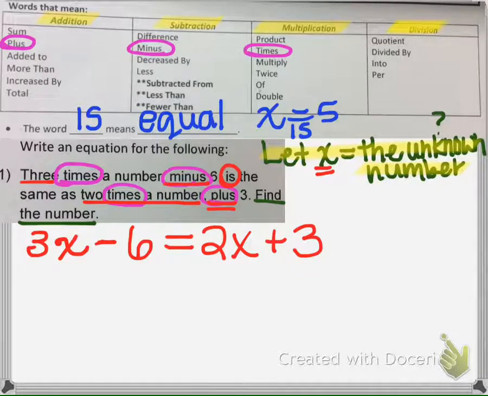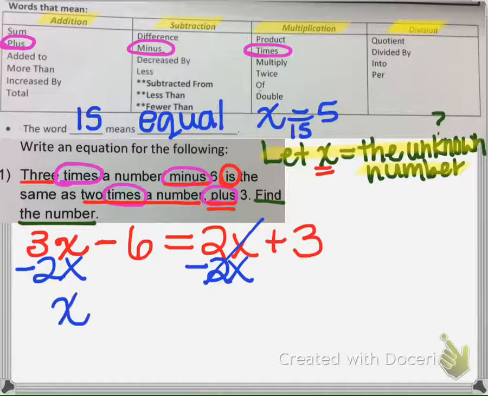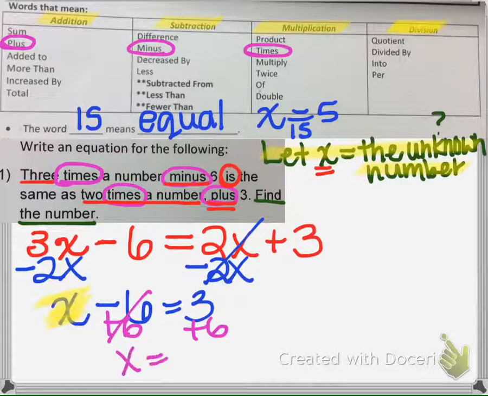So now we're going to take out one of the x's, so I'm going to go ahead and subtract 2x. And remember, you could subtract 3x if you wanted. And 3x minus 2x would get us x. And then we're going to get rid of the number next to the variable here. So we're going to add 6. And then we get x equals 9. So it said find the number. And we would say the number is 9.